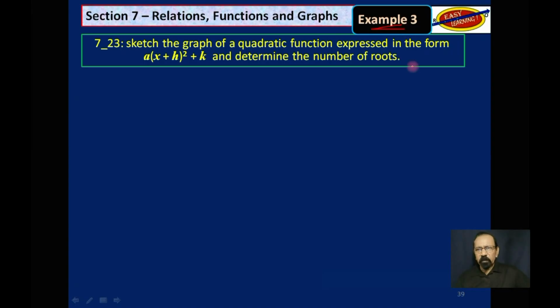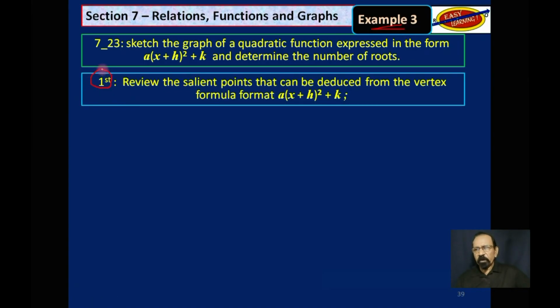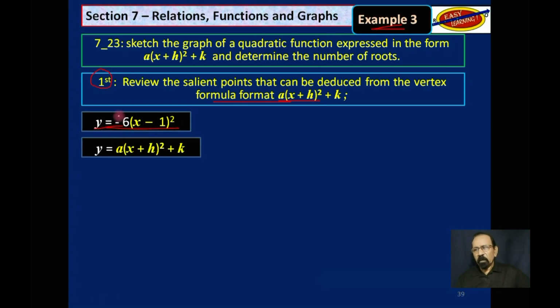Example 3. Again, we will review the salient points and then we will sketch the graph. So what do we know from this vertex format? What can we deduce from that? Based on the last video, and now that we are basically reviewing that again, this is our equation. Remember, this is a, which is negative 6. This is h, which is negative 1. And this is k, which is 0. We don't have anything there. We don't have anything there. Okay, keep that in mind.